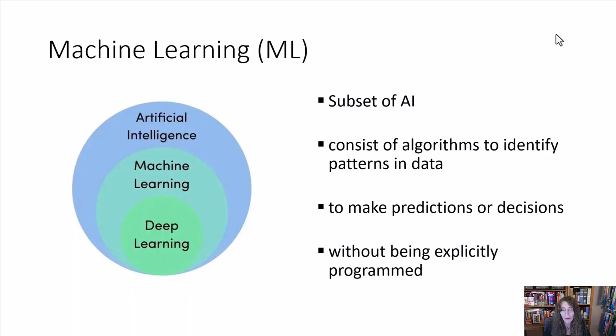Machine learning, commonly abbreviated as ML, is a subset of artificial intelligence, AI. It consists of algorithms, and algorithms are like little computer programs, which identify patterns in data in order to make predictions or decisions without being explicitly programmed to do that. So that is the key point. We're not explicitly telling it what to do.